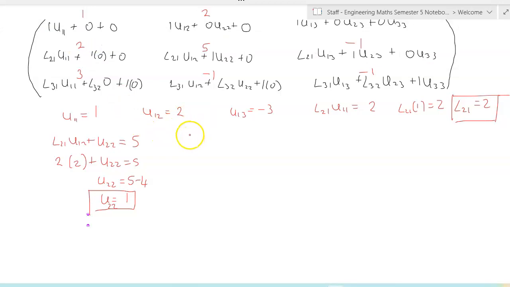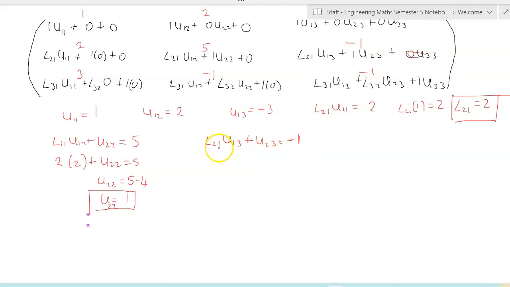People only do this when they're told to do it. If you're not asked to do it this way, you would generally use Gaussian elimination. But we've done this one, so now we're at this long one where we have L21, which we know is equal to 2, but I write out the equation. L21 times U13 plus U23, plus nothing, equals minus 1.